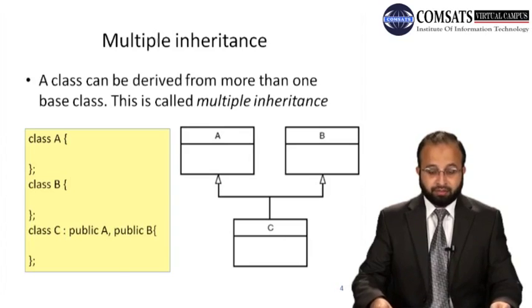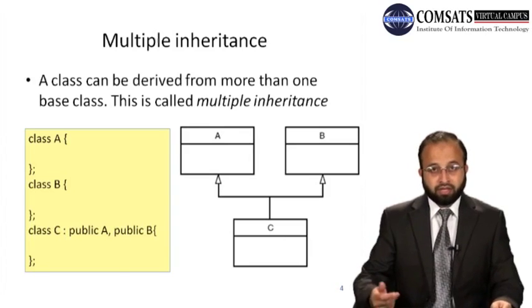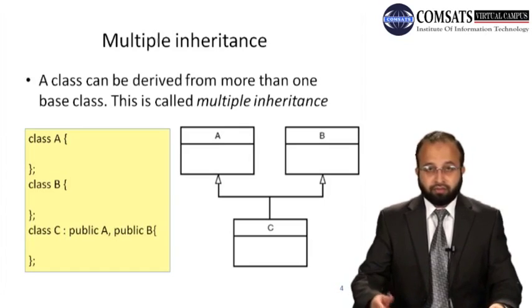So that is multiple inheritance: a class derived from two or more classes. It is not necessary that there be only two classes. You can have 3, 4 or n number of classes from which you can derive class C, right?